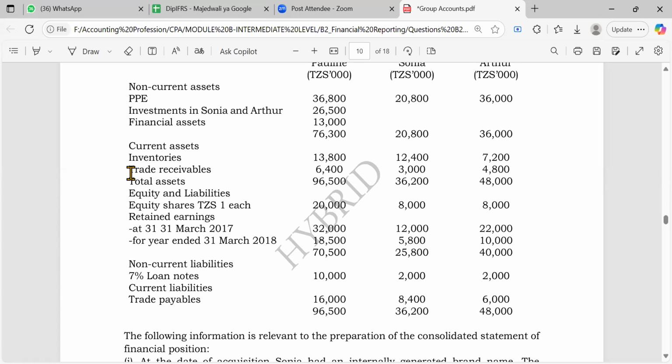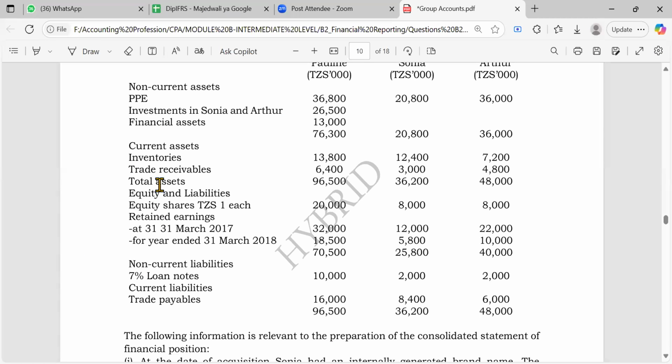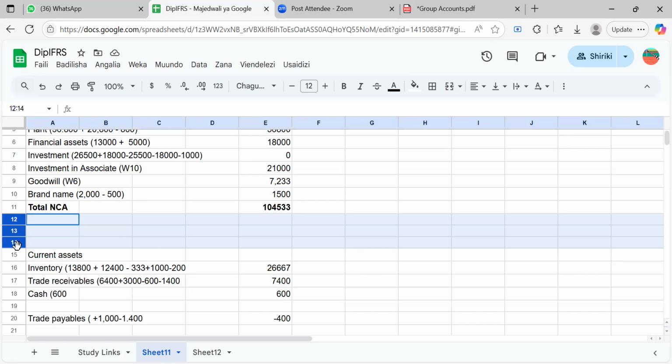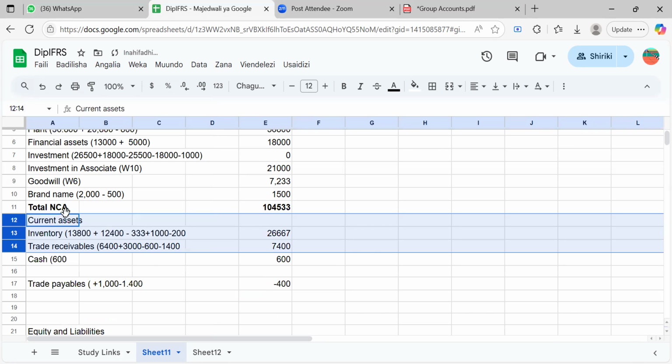So you're also done with the current assets. With the cash, we have the cash here, and we had no information on cash, right? Yes, done. So let's get this off and just remove these ones, and we now would have the total non-current assets.